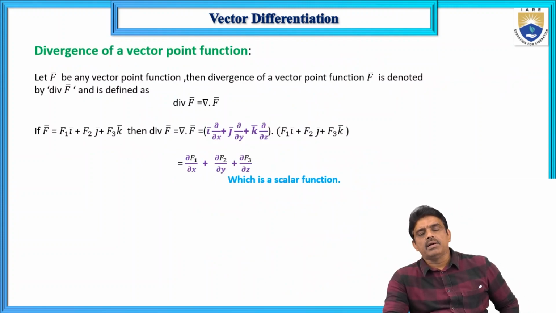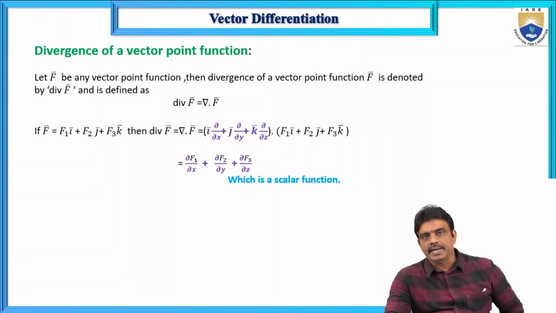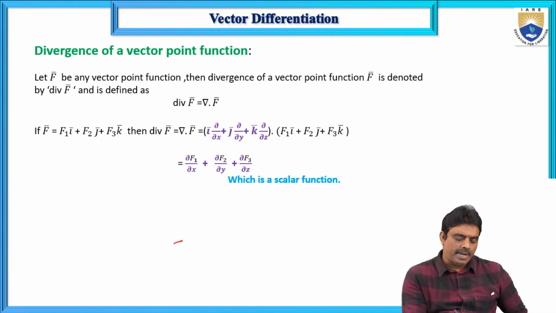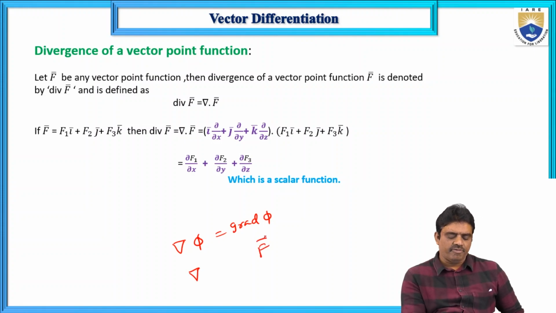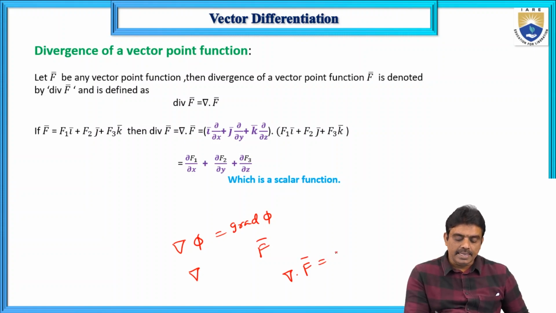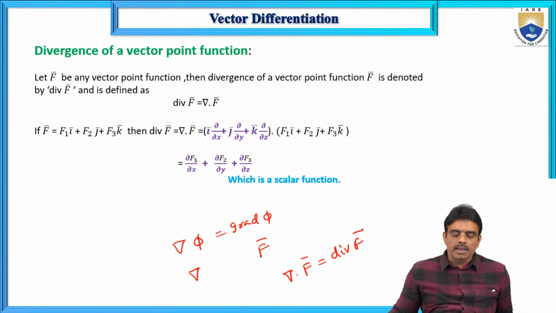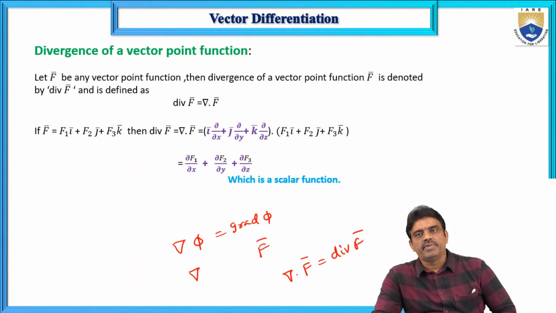So, if del is applied on a scalar point function, it will be the gradient. If del is applied on a scalar function, that is called grad phi or gradient phi. Suppose del is applied on a vector point function f bar as a dot product, del dot f bar, then it is called the divergence of f bar.